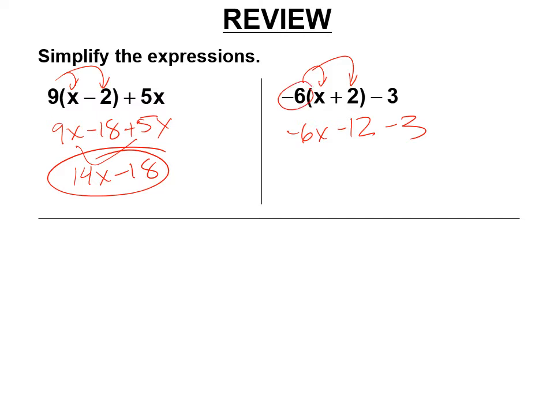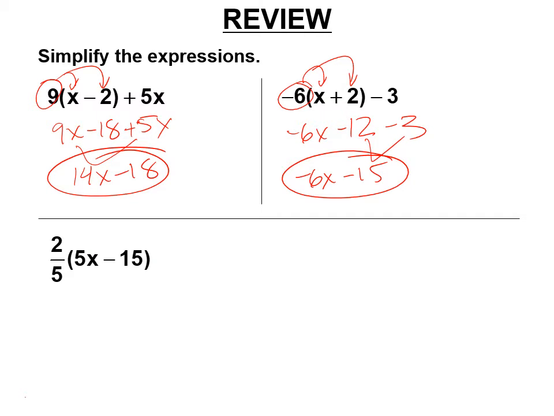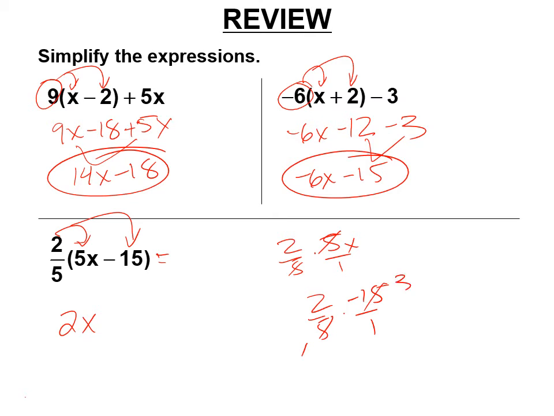Make sure you're always multiplying everything inside by the number out there. And there's like terms again, negative 6, negative 12 minus 3, negative 15. Same as adding negative 3. Multiplying by a fraction here. 2/5 times 5x, 2x. Whoops, equal sign goes here. 2/5 times negative 15, negative 6. So that simplifies to 2x minus 6.